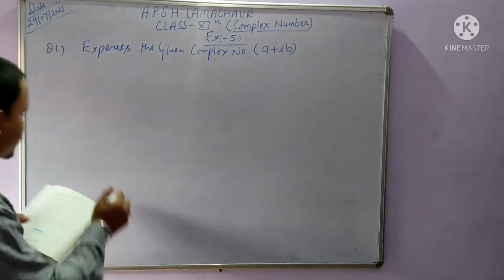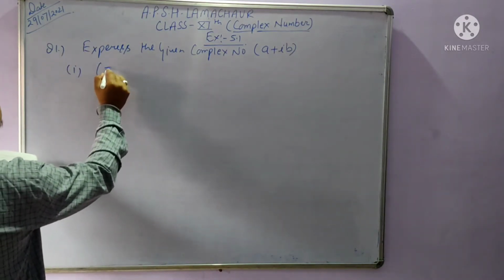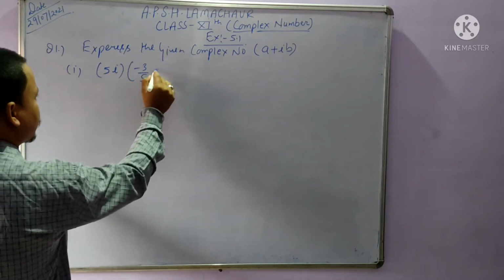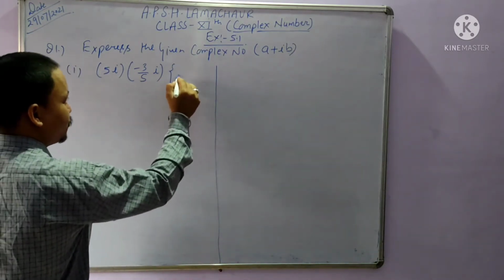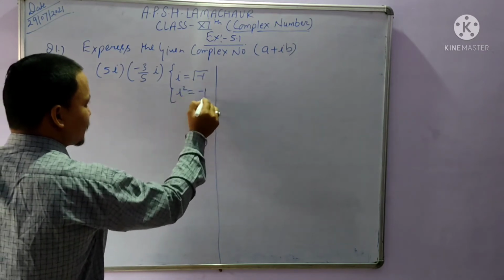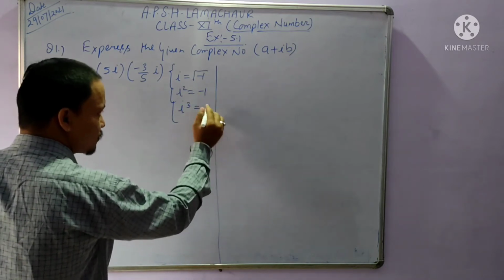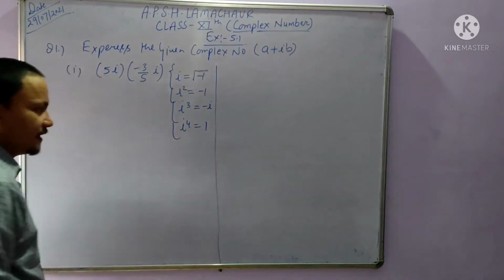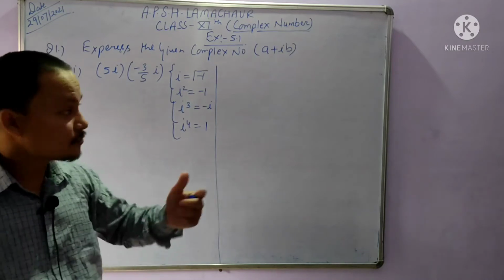So the very first question is 5i multiplied by minus 3 upon 5 times i. Here i denotes iota, and I already told you the value of iota is root of minus 1, the value of i squared is equal to minus 1, the value of i cubed is equal to minus i, and the value of i raised to the power 4 is equal to plus 1. These four values of iota you must have in your mind while solving these questions.